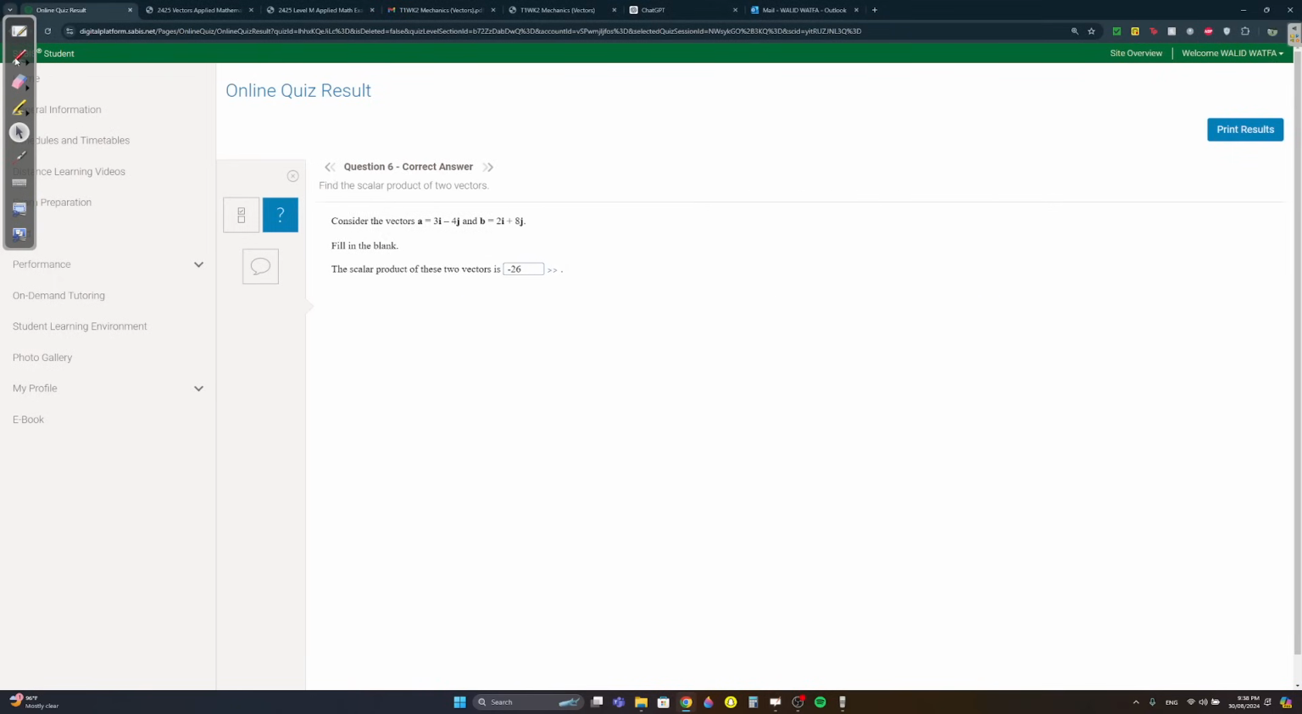Question 6. Consider the vectors A and B. What is the scalar product of these two vectors? Remember that the scalar product of two vectors is the sum of the product of the x components plus the product of the y components. So my x components are 3 and 2, so 3 times 2, plus my y components, minus 4 times 8. And you're going to get negative 26. Well, what are the other answers? Yeah, 26.